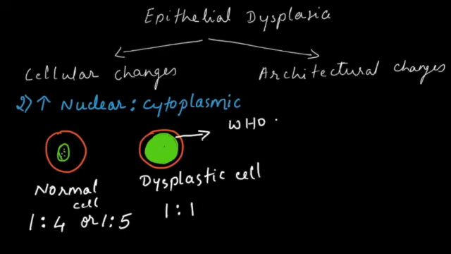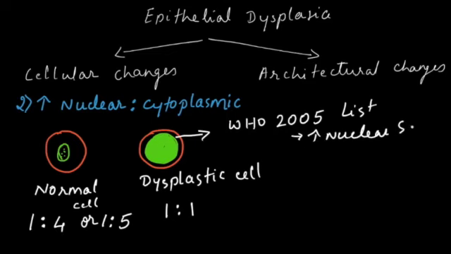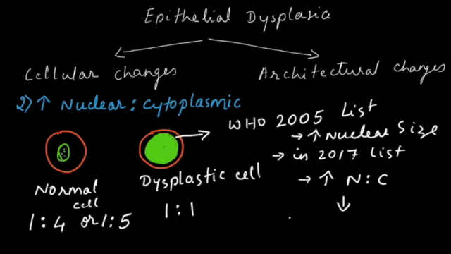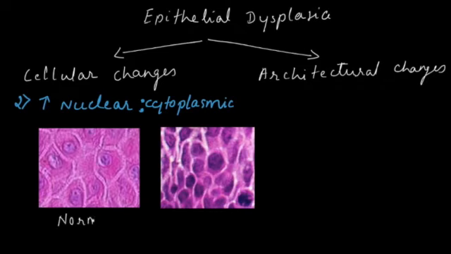In the 2005 WHO list, increased nuclear size was one of the features in cellular changes, but in 2017 that is removed and it's only increased nuclear cytoplasmic ratio. Now in these images you can appreciate the changes in nuclear cytoplasmic ratio. Here is a normal cell with the nuclear cytoplasmic ratio of 1:4. Here is a dysplastic cell with an increased nuclear cytoplasmic ratio of 1:1.